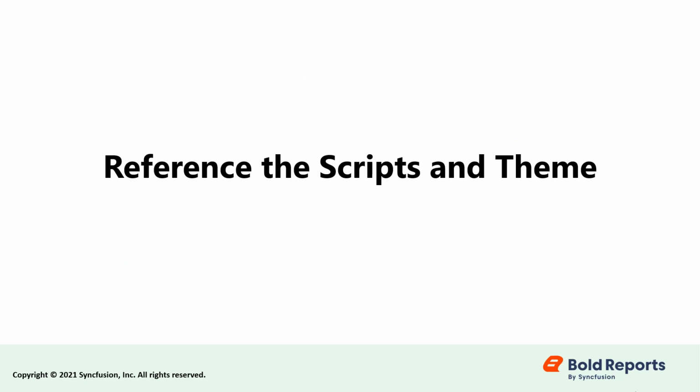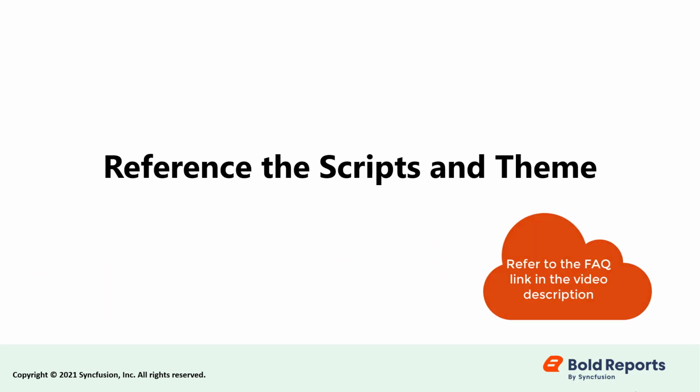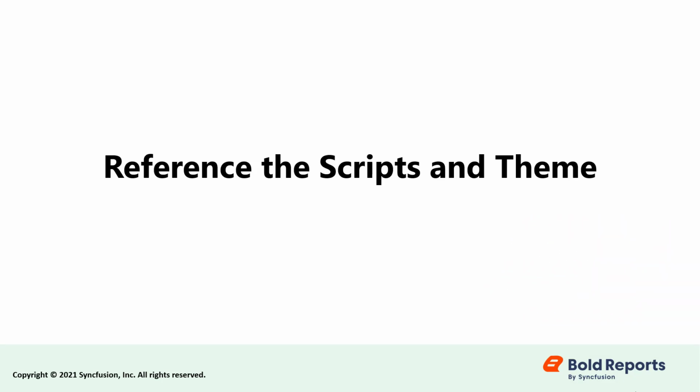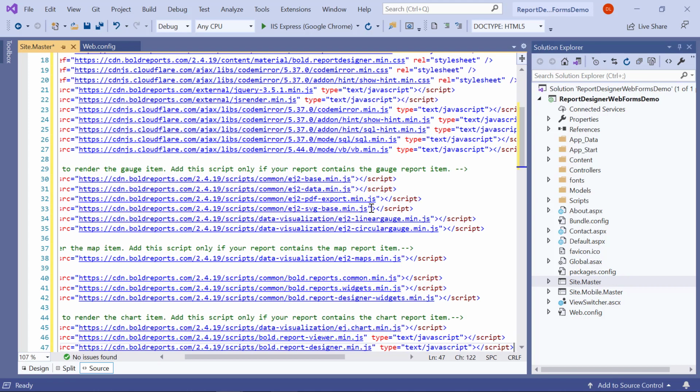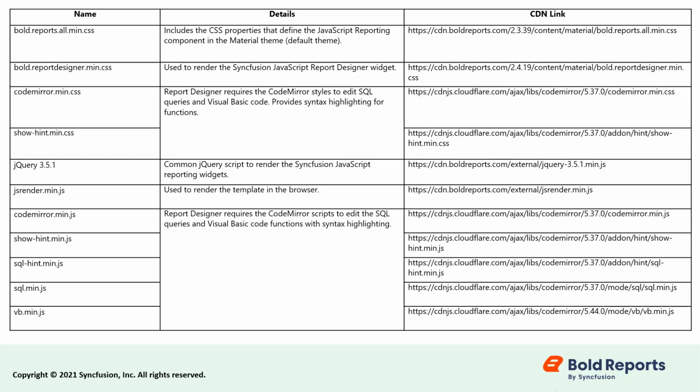Now, let's reference scripts and a theme. In this video, I am using CDN links to reference scripts and themes, but you can also use local ones instead. I have included an FAQ link about local scripts and themes in the description for this video. Open the site.master page and replace the code in the head tag. The purpose of each script and CSS file is explained in the following table.